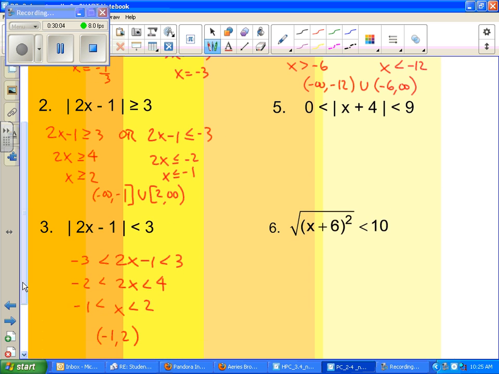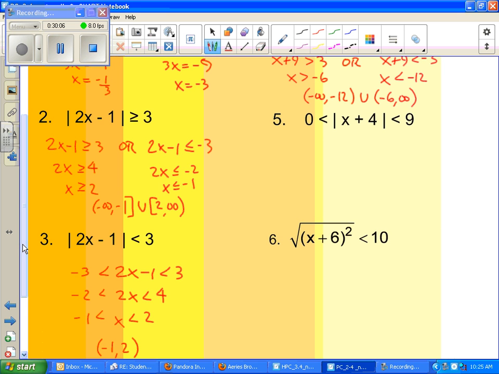Number 5, we have an AND, where I've got that 0. Got to be careful of the zeros. So we separate this. It's ready to be broken into 2. We have x plus 4 is less than 9 and greater than 0. But we also have x plus 4 is greater than negative 9, less than 0. Solving it simultaneously, we have negative 4 less than x, less than 5. So that's negative 4 to 5 for that interval.